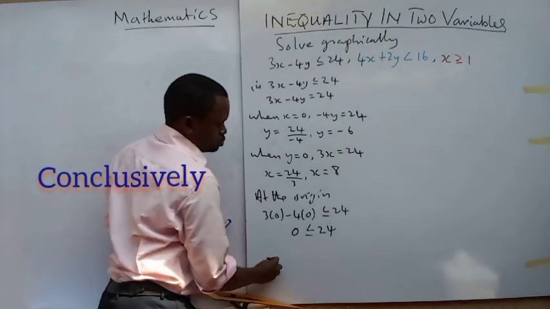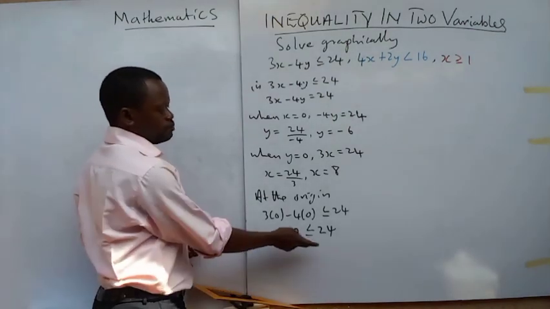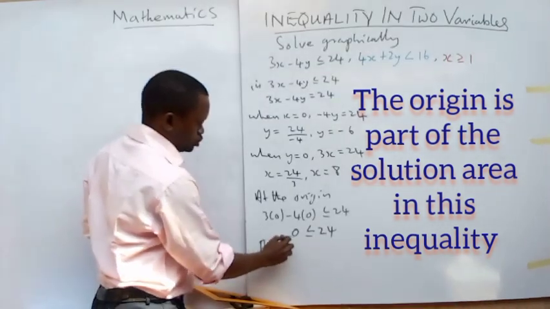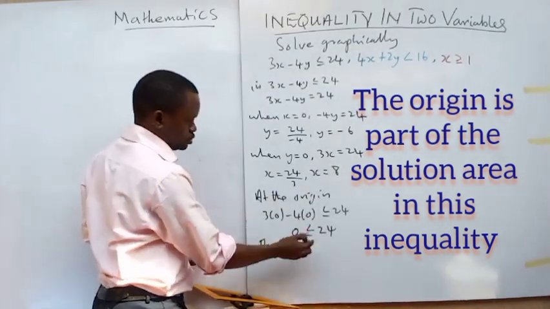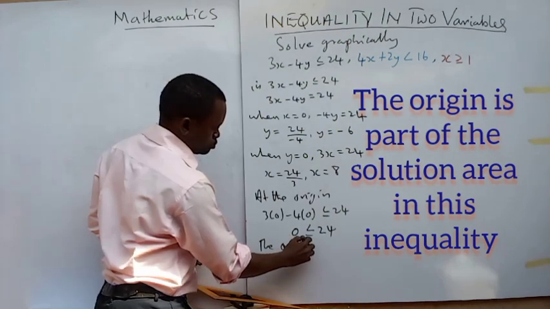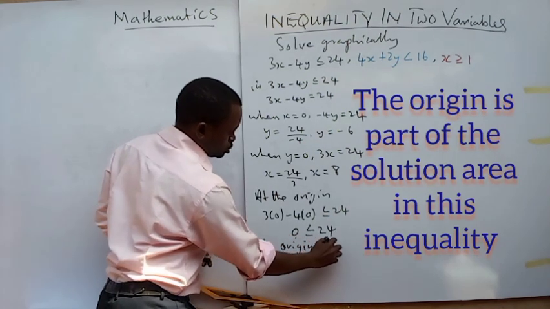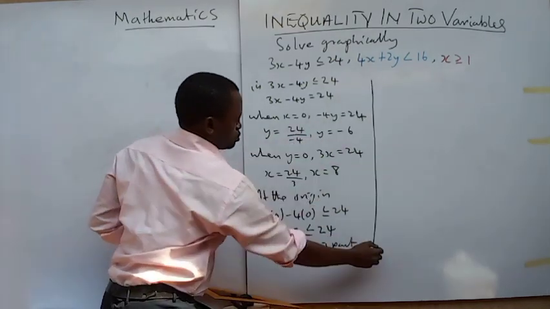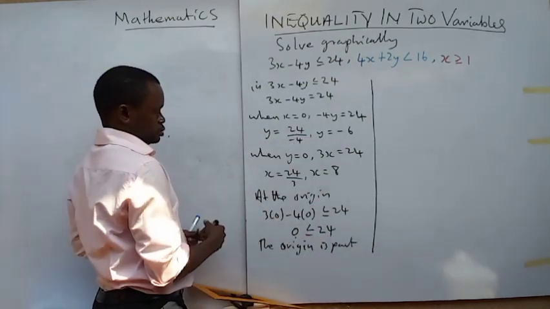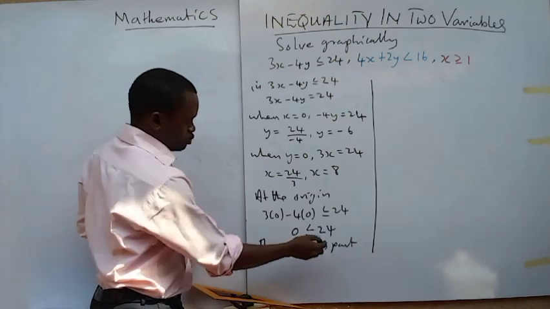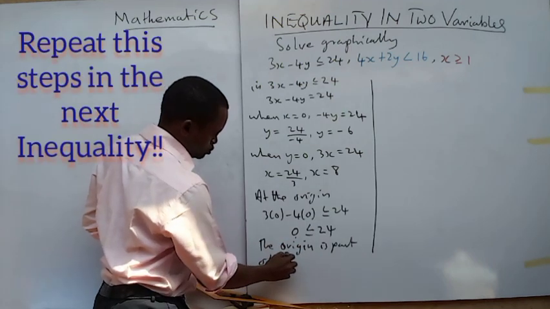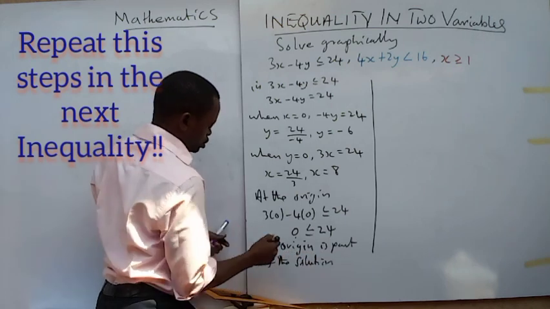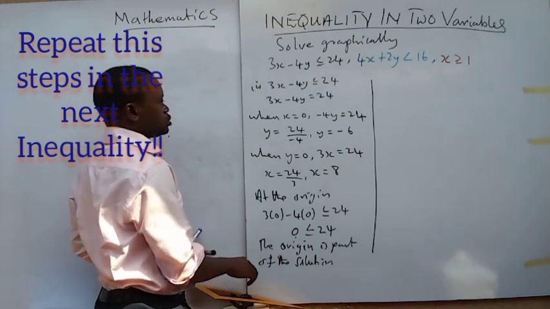So, what does that imply? That means the origin is part of the solution. For this inequality, the origin is part of the solution, the area that satisfies the inequality.